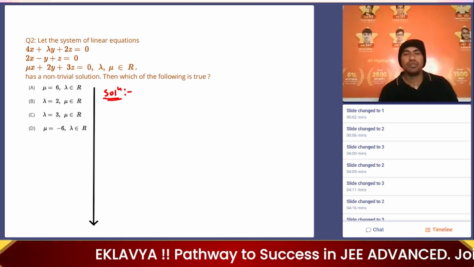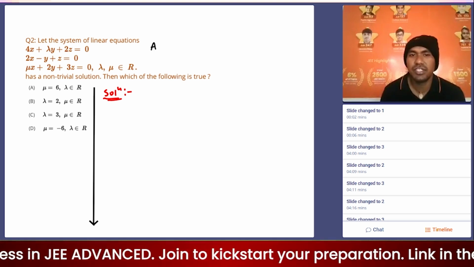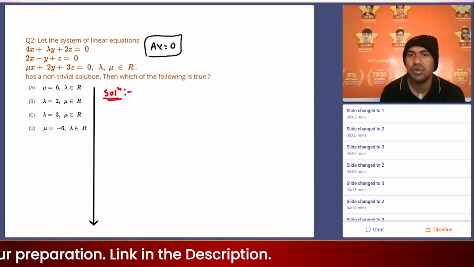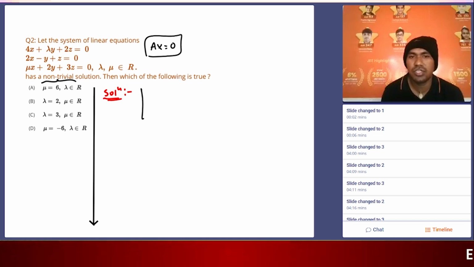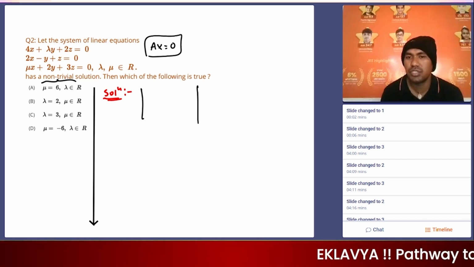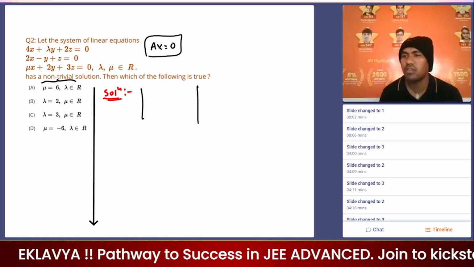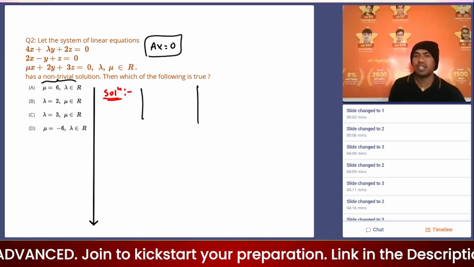Yes. So let the system of linear equations. They have given the linear equations. In which format are these? Yes, Ax equals 0. That means a homogeneous system of equations. So they mention a non-trivial solution. So what should happen for a non-trivial solution? The coefficient matrix determinant should become 0. So for what values of lambda and mu is the coefficient matrix determinant becoming 0?